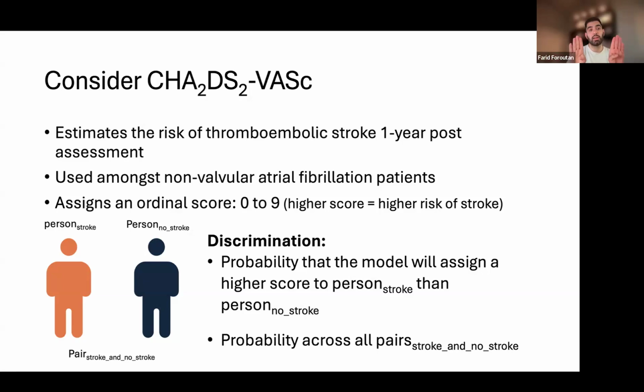What are the chances that the model will say the person who's had your event of interest has a higher risk? Doesn't matter how much higher, has a higher risk than the person who hasn't had the stroke. The more likely the model is to give a higher score, the higher the discrimination measure is going to be across, again, all the pairs of individuals you're going to come across in your data set of interest.